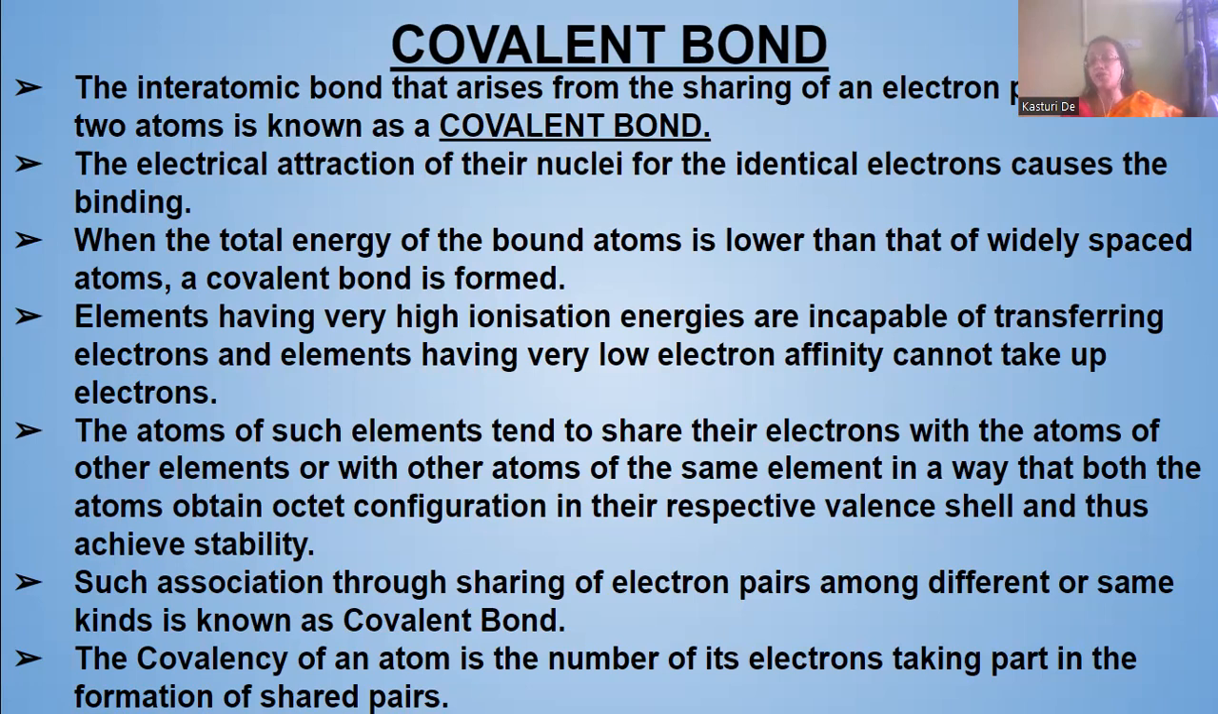Now, the covalency of an atom is the number of its electrons taking part in the formation of the shared pair. So, how many electrons have been shared between the two atoms? That gives the covalency of an atom.